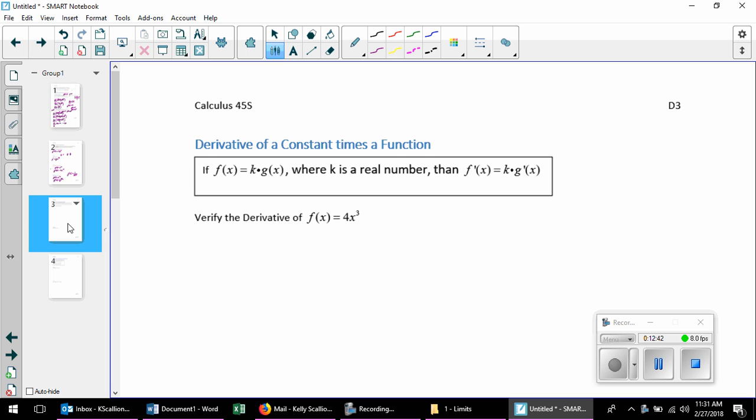So all it's saying is if you have a function that has a constant, like a numerical coefficient, for your derivative, it's going to be your derivative function times that constant again. Ready to prove it? So let's just do this. So what would f prime of x be? Okay, what happens to that coefficient of 4? It stays outside, and now you do the derivative of just the x cubed. So what is it? So what's your derivative?